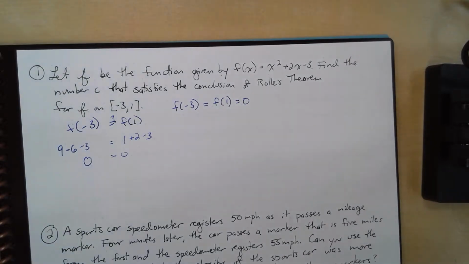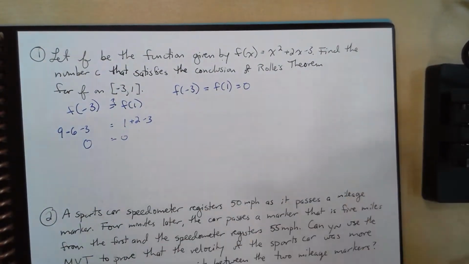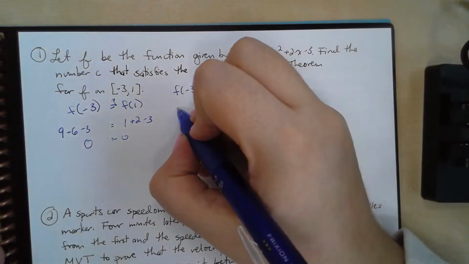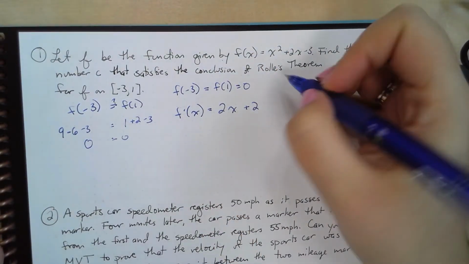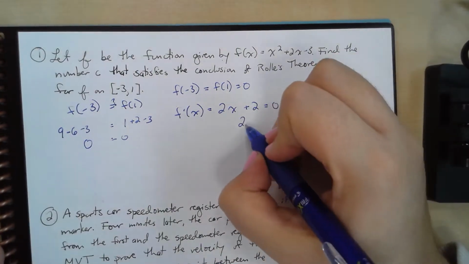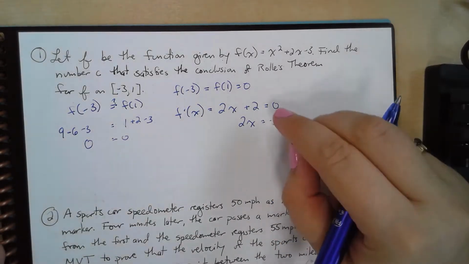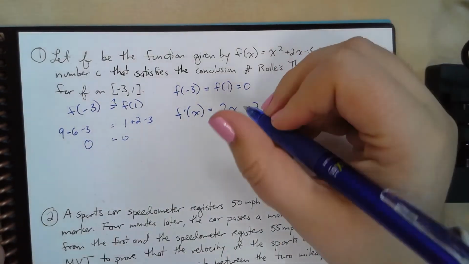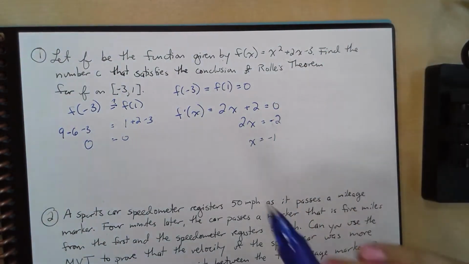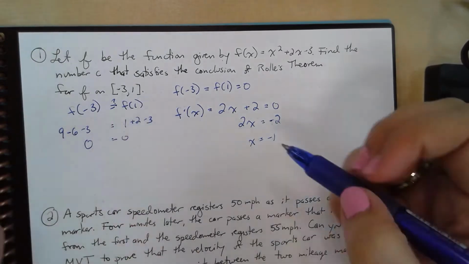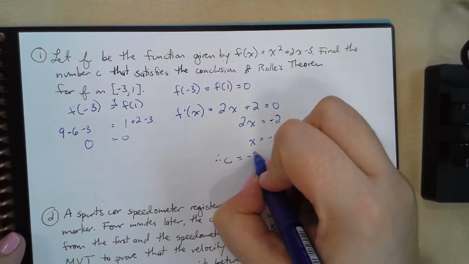Now we know that we must have a point where the derivative is equal to 0. Where is that? f prime of x is equal to 2x plus 2. Then we're just going to set that equal to 0. So 2x is equal to negative 2, and x is equal to negative 1. So what's the number c that satisfies this conclusion? Well, c is equal to negative 1.